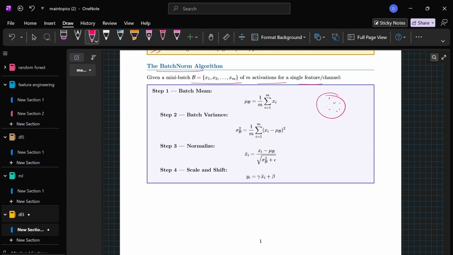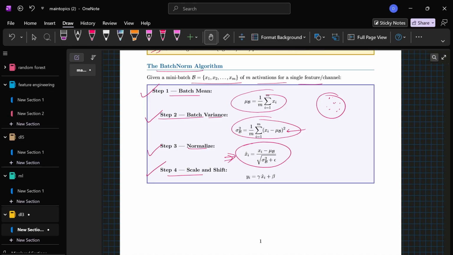Okay, we have four steps in this. Step 1, compute the mean of the feature across all the m samples in your batch. Pretty straightforward, just add them all up and divide by m. Step 2, compute the variance. How spread out are the values from the mean? Again, standard maths: take each value, subtract the mean, square it, and average it out. Step 3, normalization. For every value, subtract the batch mean and divide by the standard deviation. You also add a tiny number like 0.00001 in the denominator just to avoid dividing by 0. And after this step, your activation has zero mean and unit variance.